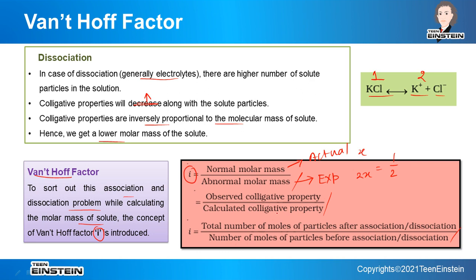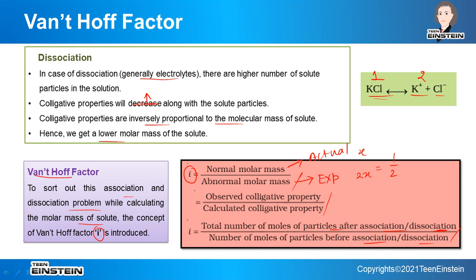And we can also express it as observed colligative property divided by calculated colligative property, or total number of moles of particles after association or dissociation divided by number of moles of particles before association or dissociation. So if you take the example of KCl, it will be 2, that is total number of moles of particles after association or dissociation. In this case it will be dissociation, so it will be 2, and number of moles of particles before association and dissociation will be 1, so it will be 2 by 1.